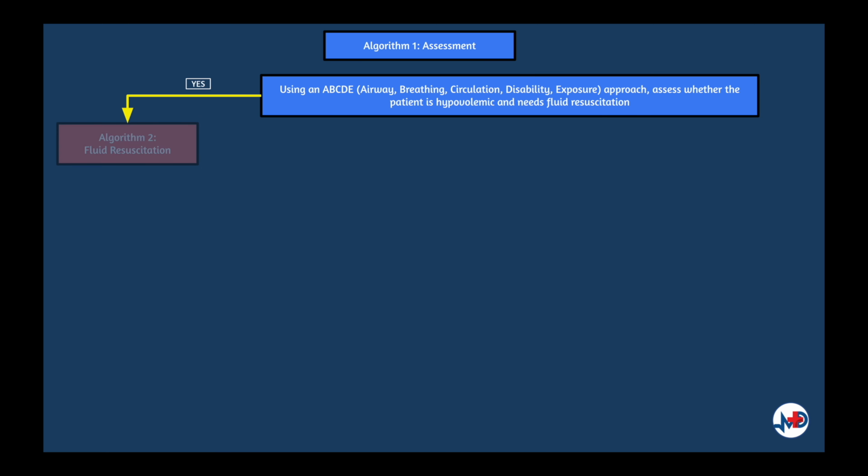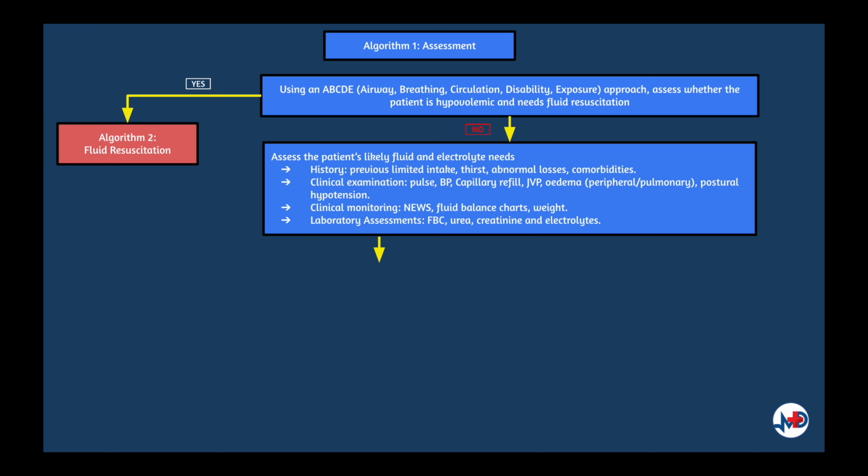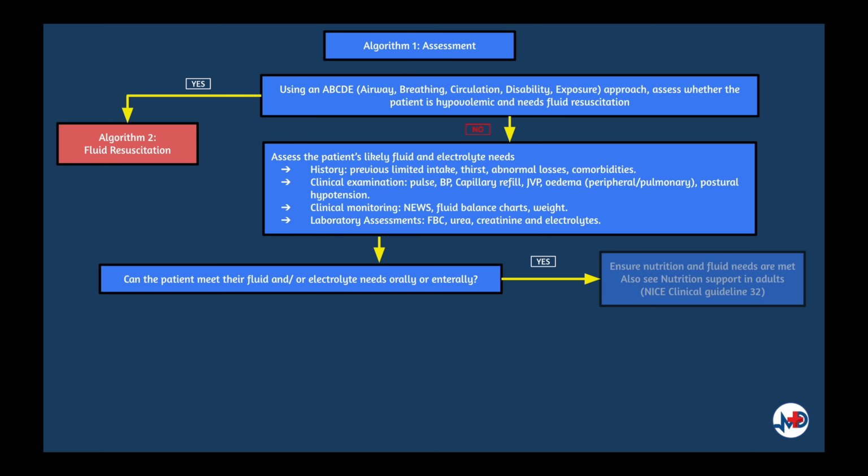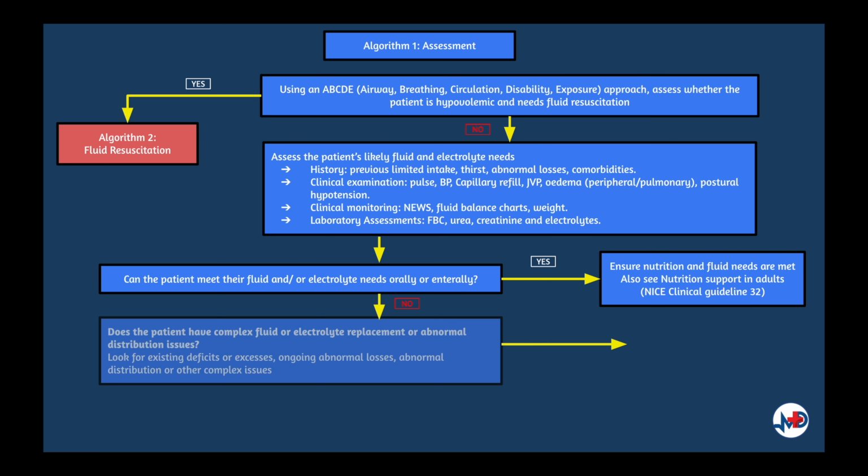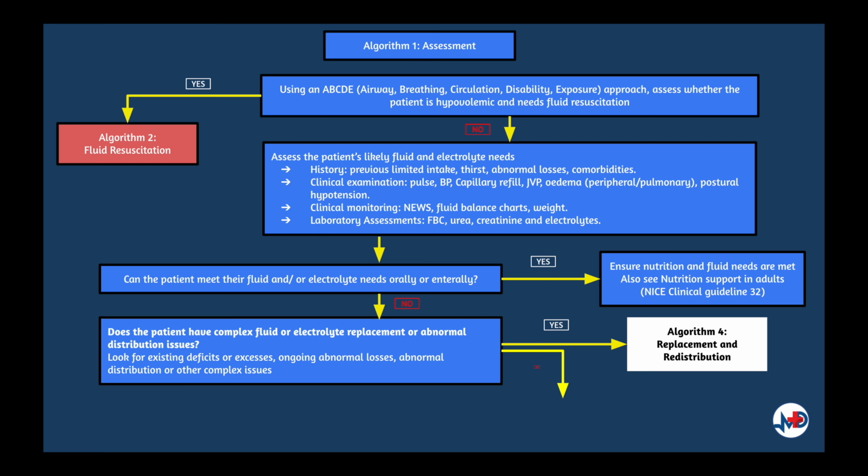Now let's take a look at this algorithm. We begin with assessment of the patient using the ABCDE approach to assess whether the patient is hypovolemic requiring fluid resuscitation. If fluid resuscitation is required, we will then move on to algorithm 2, which will be shown shortly. However, if fluid resuscitation is not required, assess the patient's likely fluid and electrolyte needs, gather history, do a thorough clinical examination, as well as clinical monitoring with the MUST charting, fluid balance charts, and weight.